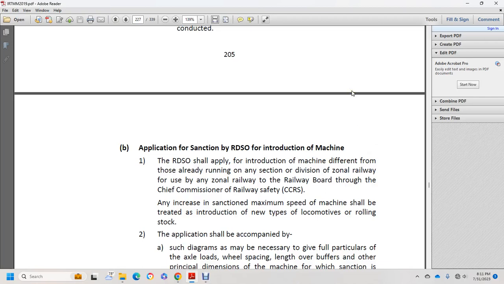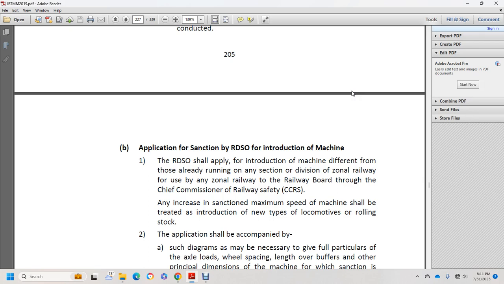Trying to continue the chapter 7, I believe it is, application and sanction for the RDSO and introduction of the machine. The RDSO shall apply an introduction machine different from also running any section of the division own railway for use of the own railway board through the Chief Commission of Railway Safety.